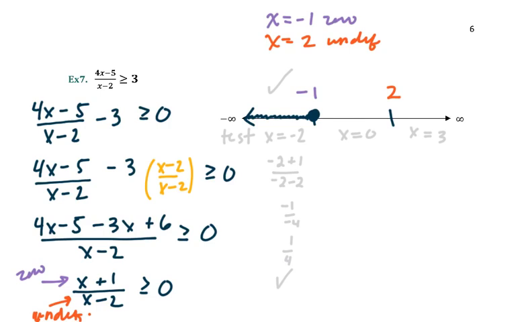Similarly, 0 plus 1 over 0 minus 2 gives me -1/2, which is not greater than or equal to 0. And then we'll do it with 3. 3 plus 1 over 3 minus 2 is 4 over 1. +4 is greater than 0, so we do include that region. So we're going to shade everywhere to the right of +2.